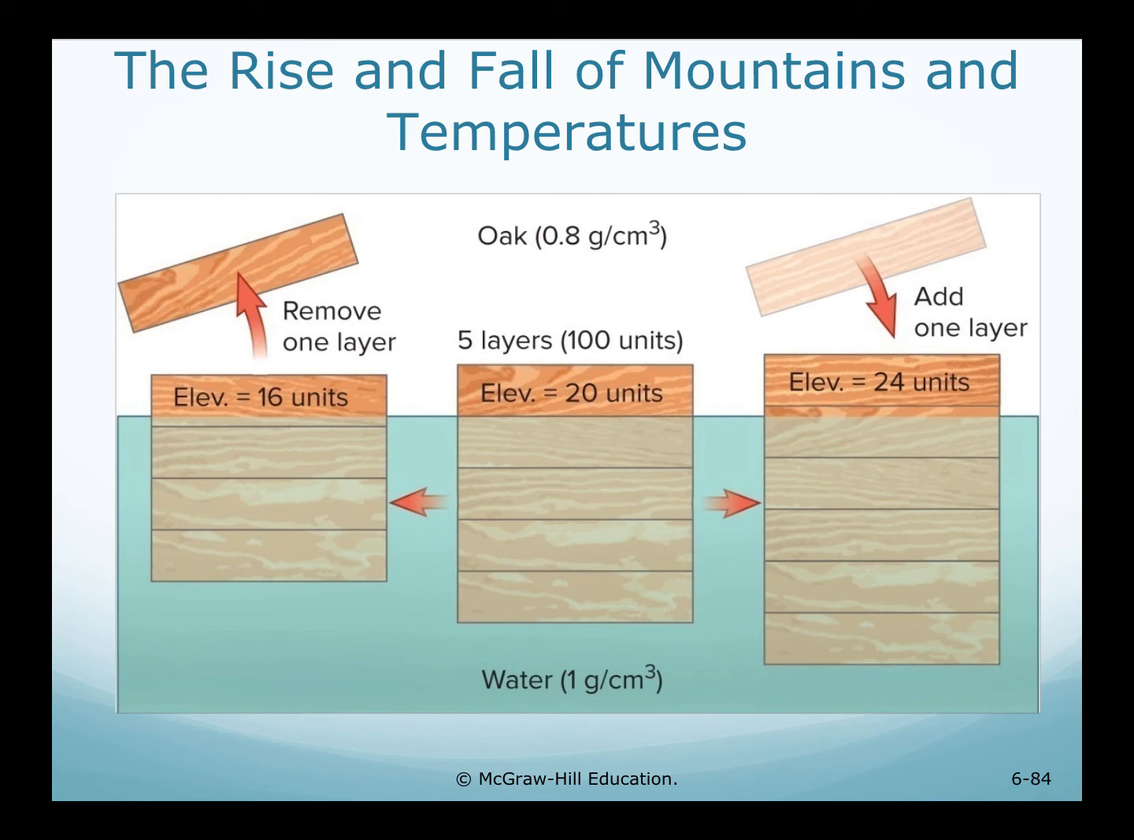The rise and fall of mountains. If you remove one layer, the elevation is 16 units. Remove 5 layers, or 100 units, and the elevation would be 20 units. This is for oak. If you add a layer, the elevation will be 24 units.